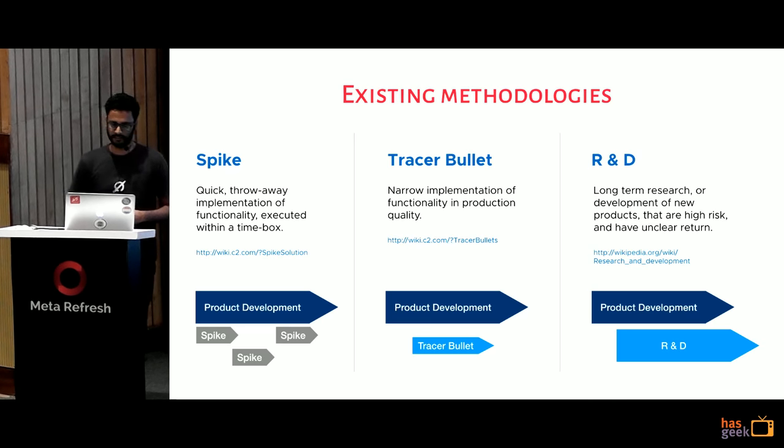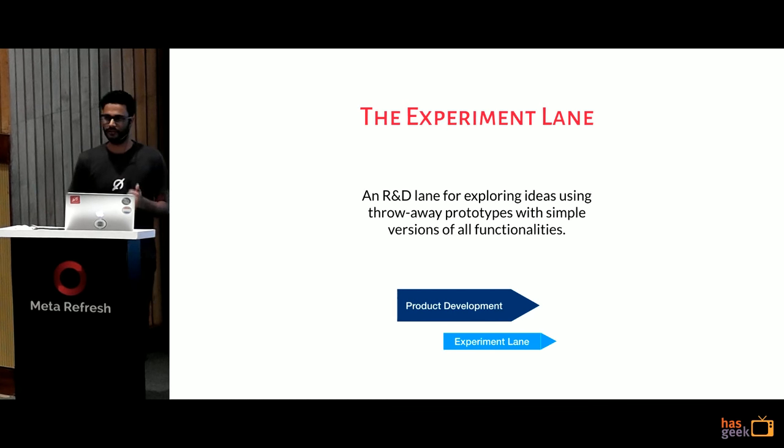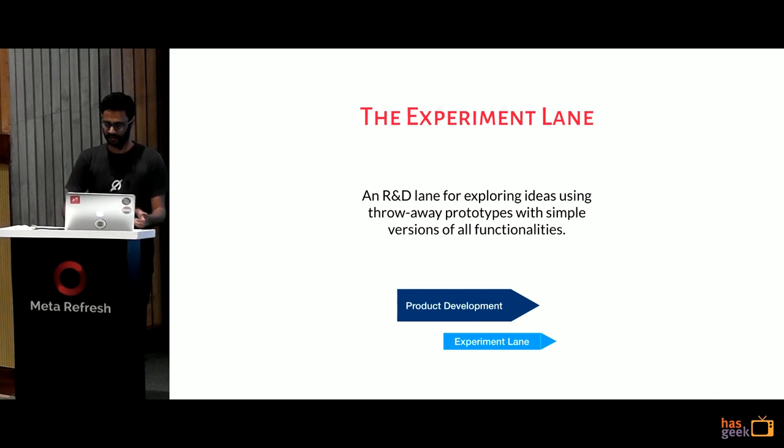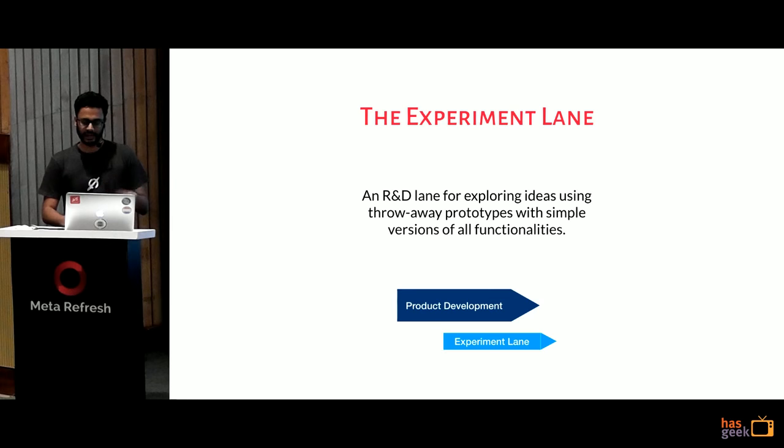And the methodology that I was hinting at is this, the notion of an experiment lane. You can think of it as a combination of all the three things that we saw before. It's an R&D lane for exploring ideas, and you throw away your prototypes once in a while, but you make simple versions of all the functionalities. I'll make it more grounded in a bit. But primarily with all this, what I'm getting at is making the feedback cycle faster.